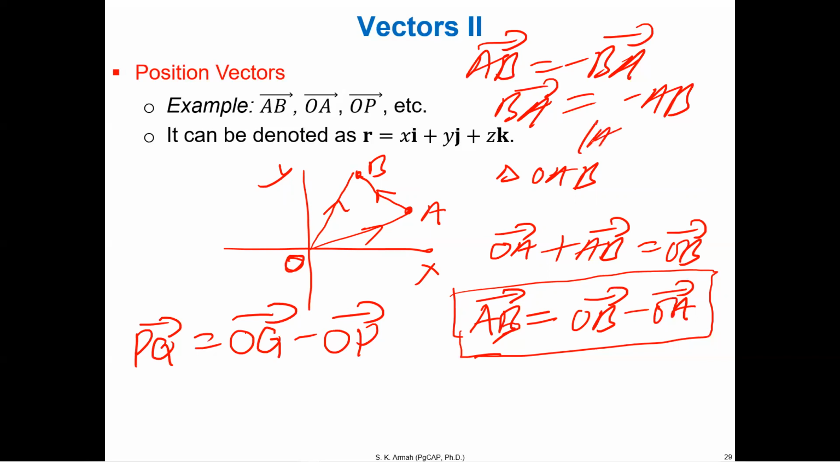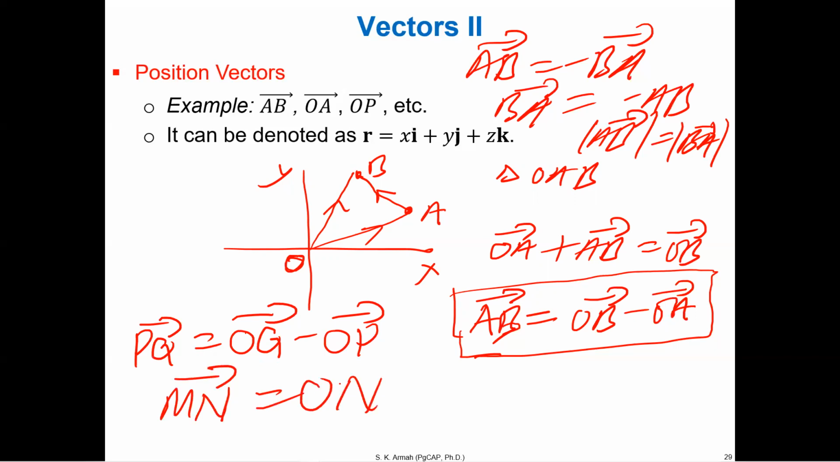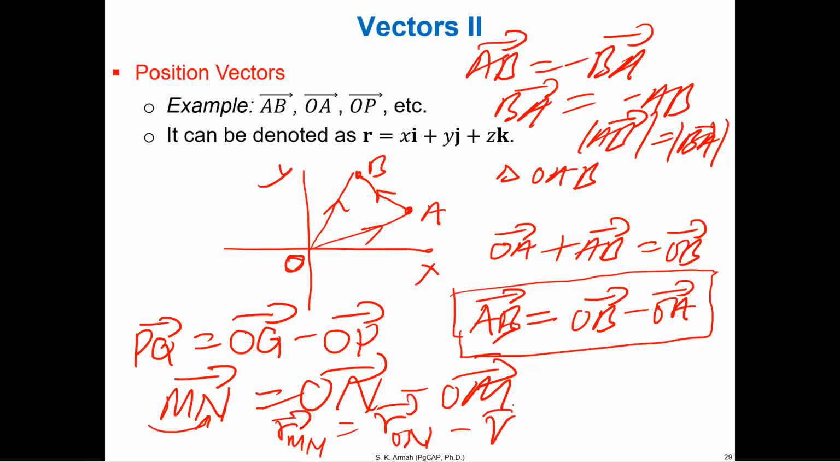But they have the same magnitude. So let me write one more time. Vector MN is O to N, O to this one minus O to the second one. If you are using the text, you will write this as r_MN equal to r_ON minus r_OM. But we don't worry, we can leave out this.